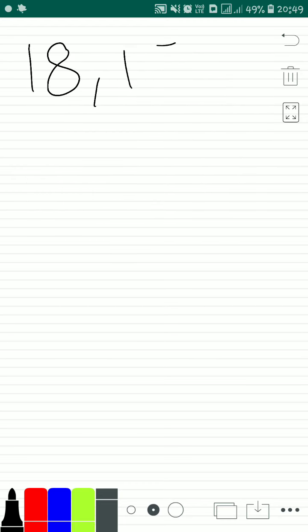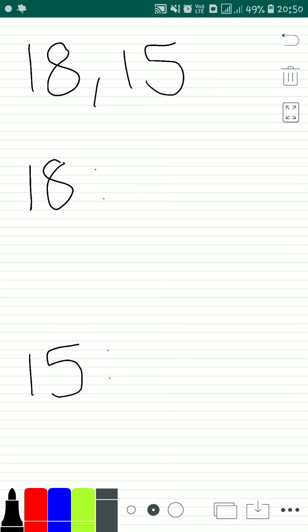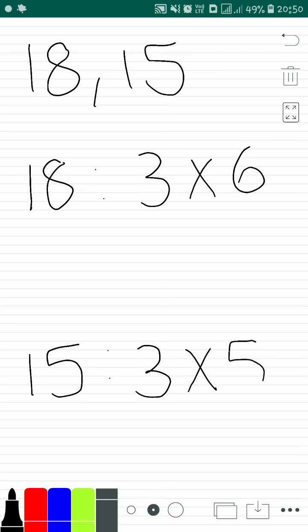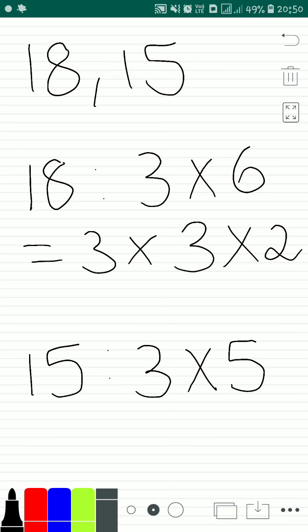What we have to do is find the factors. For 18, the multiple which is common will be 3. 3 into 6 will give you 18 and 3 into 5 will give you 15. So we expand, 3 will remain prime number, so it will remain the same, and 6 will become 3 into 2. 3 remains the same again, and 5 remains the same again because 5 is a prime number too.